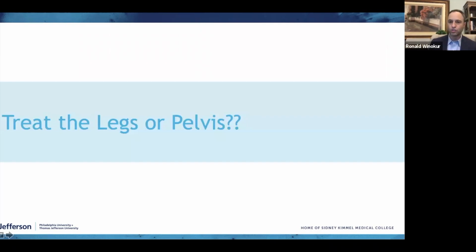So how do you treat this patient? You have a patient who has lower extremity symptoms, pelvic varicosities, and lower extremity varicosities. Do you treat the legs or do you treat the pelvis? I would say patients come first. So let's treat what's bothering the patient most importantly.